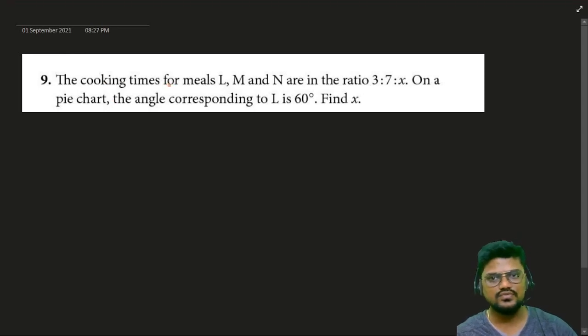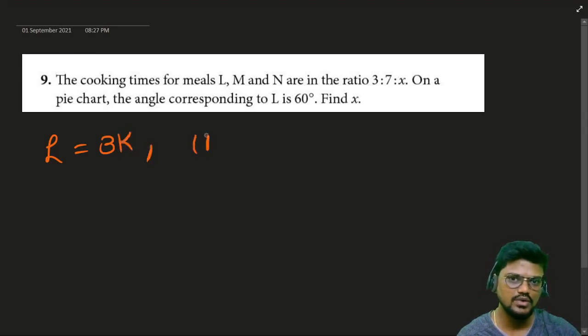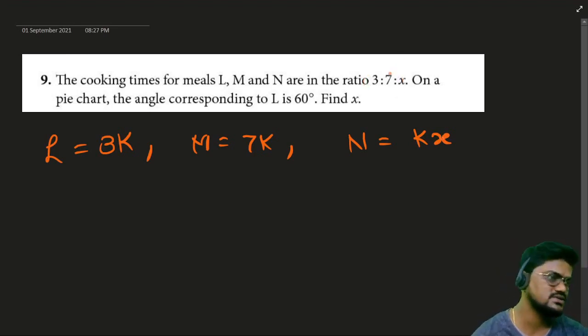The cooking times for meals L, M, N are in the ratio 3 is to 7 is to X. So you can take the cooking times as 3K for L, 7K for M, and Kx for N. Instead of X, since there is already X over here, I'm writing it as Kx.